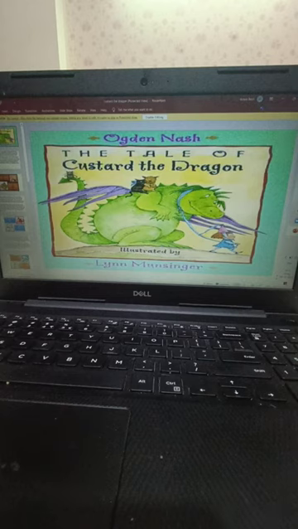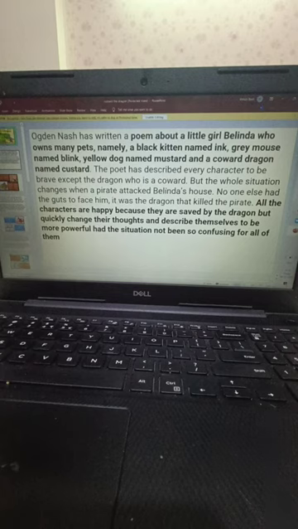This poem has been written by Ogden Nash. Now, a quick summary of the poem. There is this girl by the name of Belinda who lives in a house. She has 4 pets: Ink, Blink, Mustard, and Custard. Ink is the black kitten. Blink is the grey mouse. Mustard is a dog that is fawn in color. And then we have our dragon.